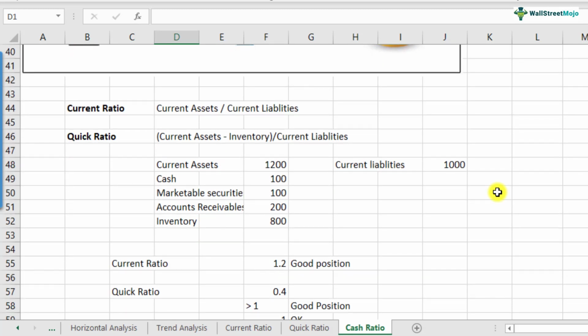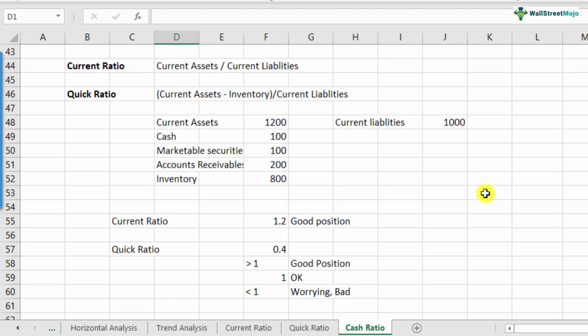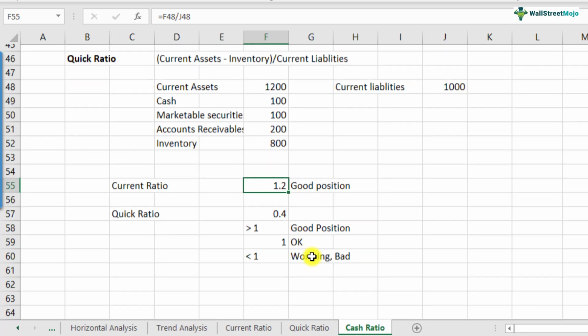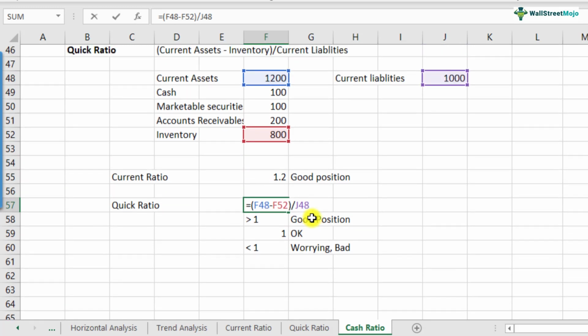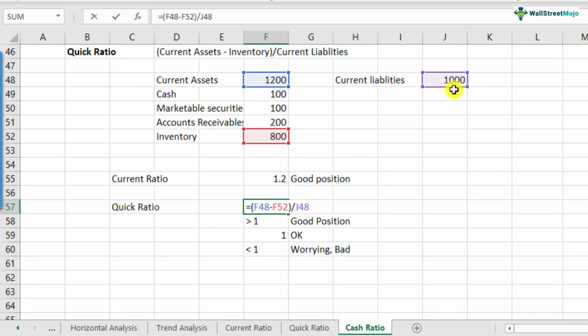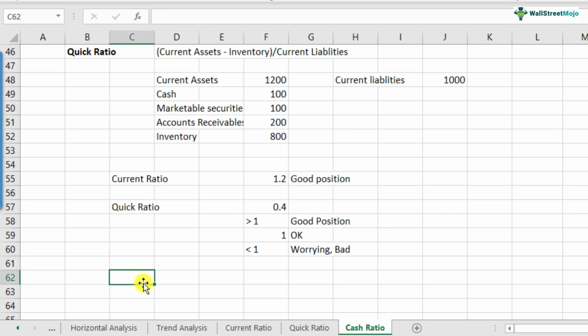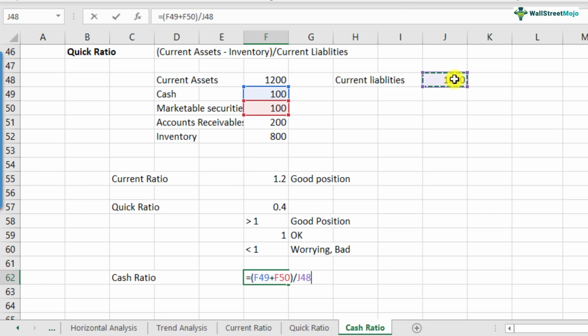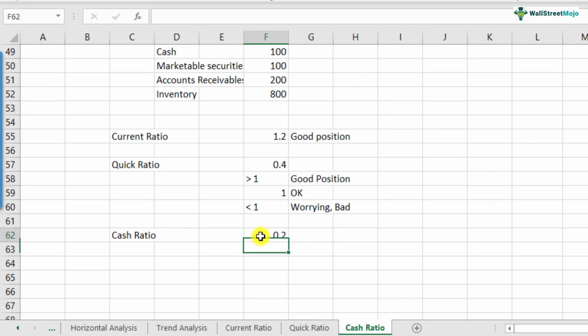I'll use the same example as we did in the previous video of quick ratio, where we had current assets as 1200, cash as 100, marketable securities 100, account receivables 200, and inventory is 800. Here we calculated the current ratio, which was current assets divided by current liabilities. And the quick ratio was current assets minus inventory divided by current liabilities. So let's now calculate the cash ratio. Cash ratio will be equal to cash plus marketable securities or cash equivalents divided by your current liabilities. So what do we get? We get this as 0.2.